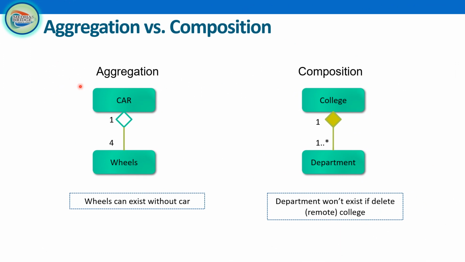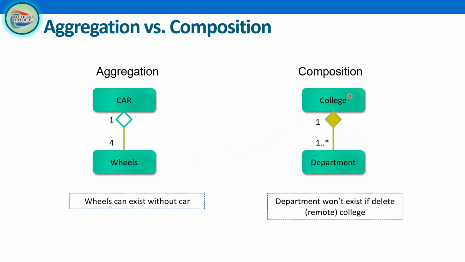Look at one more example on aggregation and composition. Car has four wheels. The cardinality is one car has four wheels. The association between a car and wheel is an aggregation, a has-a relationship. Wheels can exist without a car, meaning car and wheel objects can exist independently. Right?